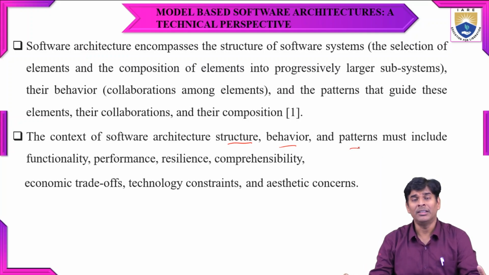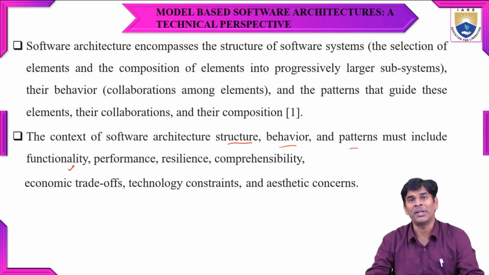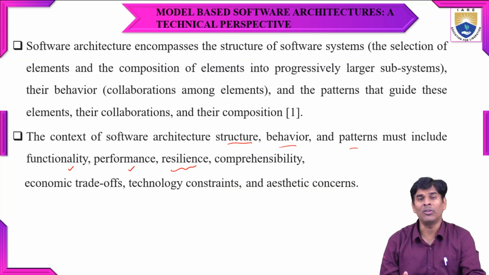When they verify these constraints or metrics, they need to check the functionality, how the architecture of the components will perform, and the performance. Performance should not be degraded when they include the components in the software architecture. Also resilience. Resilience is nothing but, if any fault or error occurs during the execution of the components, they need to rectify the problem and have an alternate way of transferring the information from one component to another component. They also need comprehensibility, and to check the economic trade-offs.